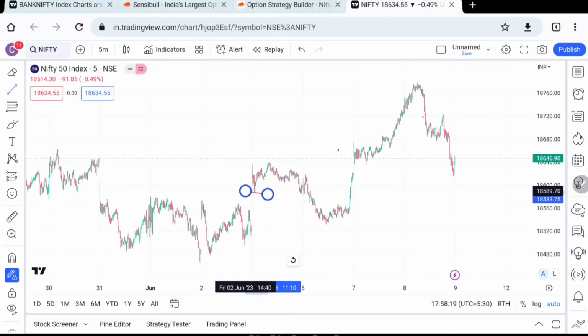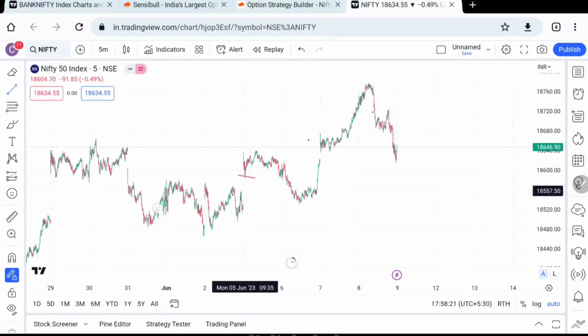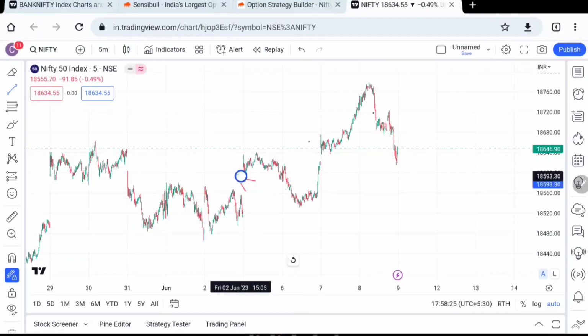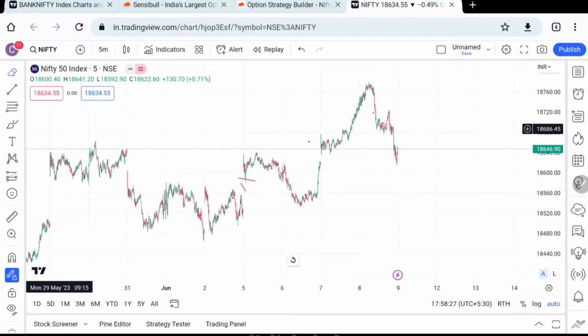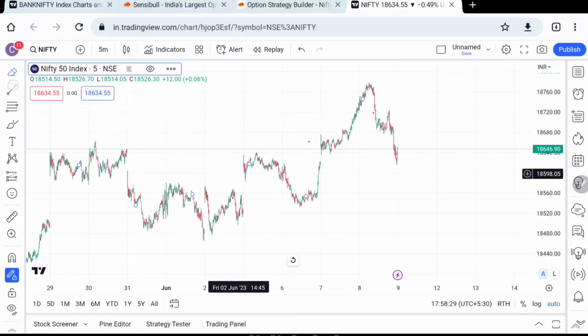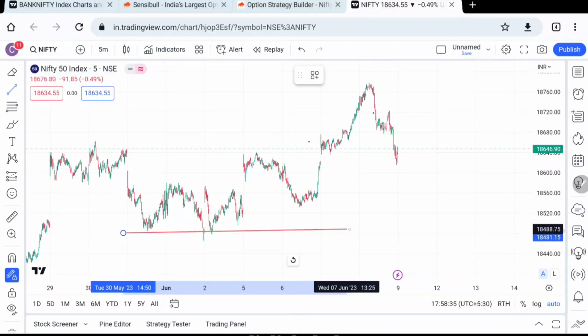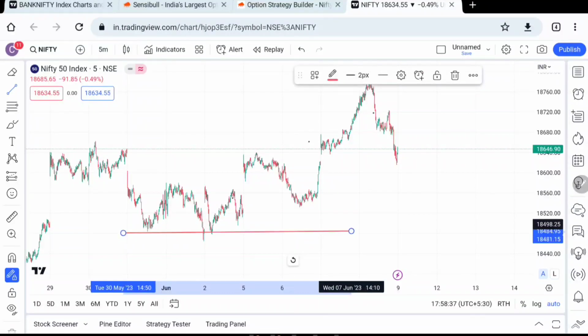If this is a Nifty 50 index chart, let me delete this first. Now we take the trend line, and first of all I will draw a support line. So this is a support line. Fine. So this is a support. See why this is a support?